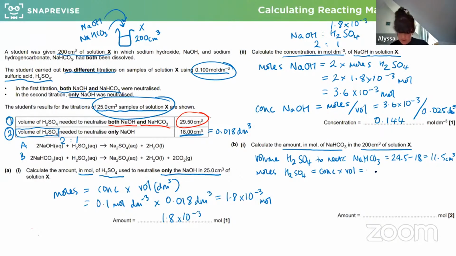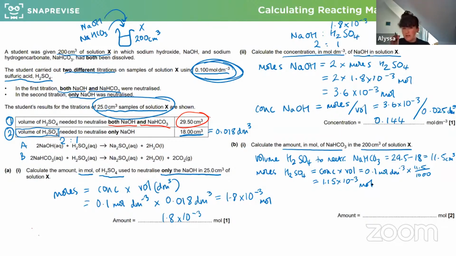So that's 0.1, because again, that was given to us earlier in the question, 0.1 moles per decimeter cubed, times by our volume, which is 11.5, but it needs to be in decimeters cubed, so we need to divide by 1,000. So hopefully, if I plug my numbers in correctly, my moles should be 1.15 times 10 to the minus 3 moles of sulfuric acid needed to neutralize the sodium hydrogen carbonate. Let me know again if we're not happy with that.